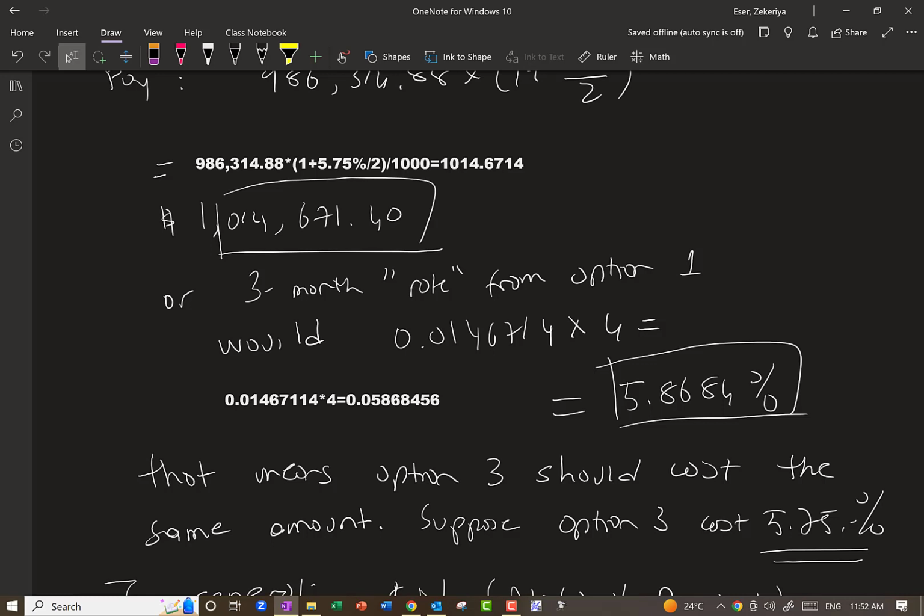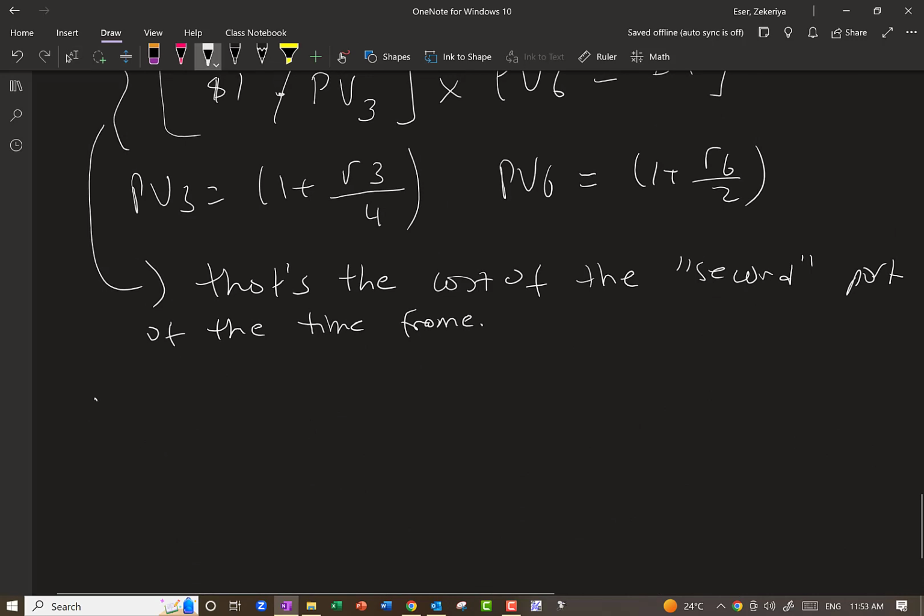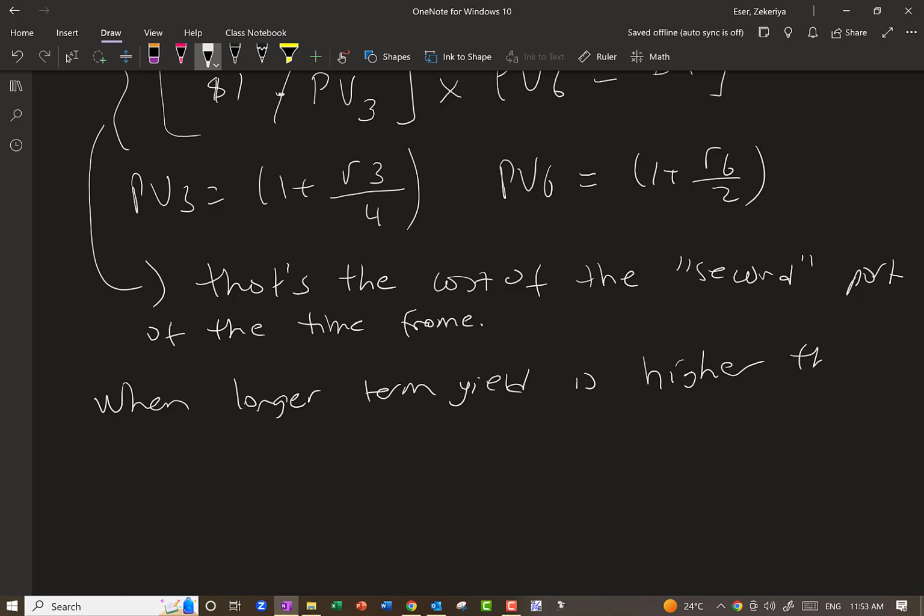So when longer-term yield is higher than shorter-term yield, forward rates are higher than both. If the short-term yield is higher than the long-term yield, forward rate is actually going to be lower. Okay?